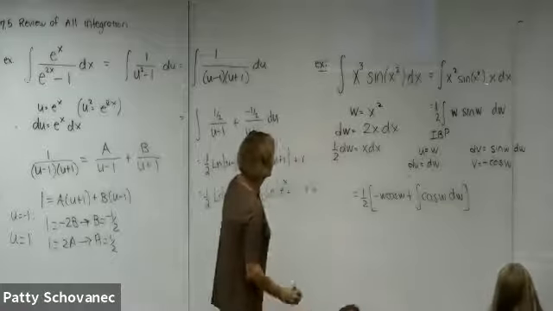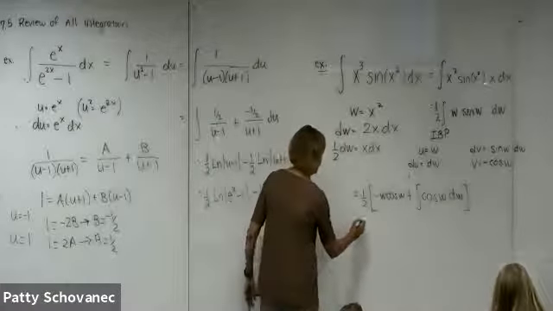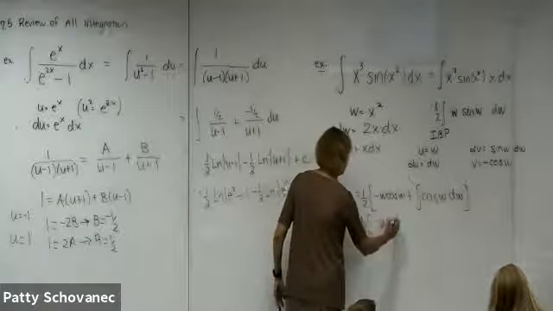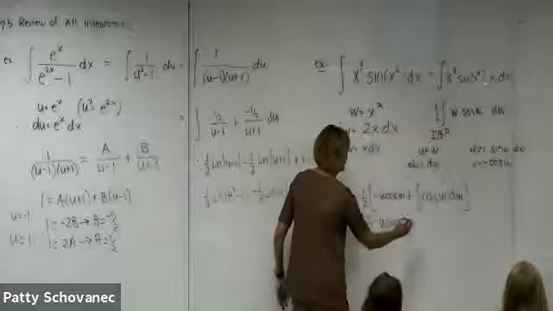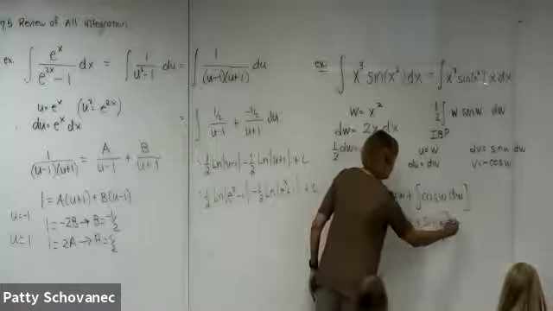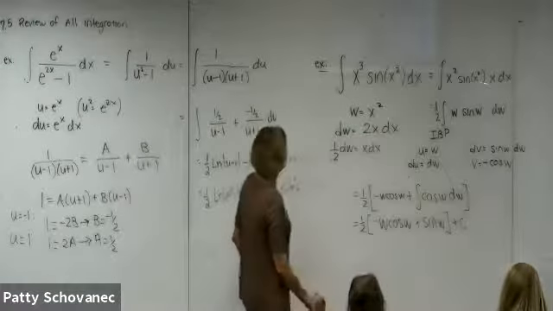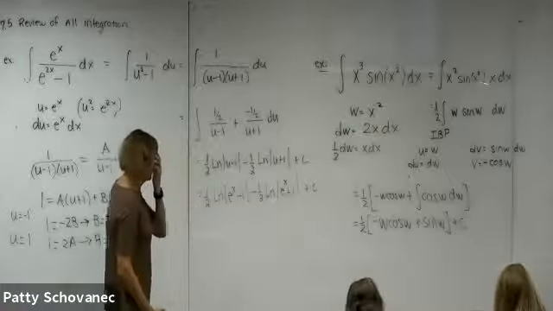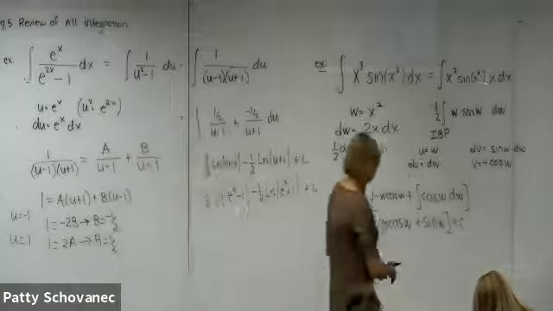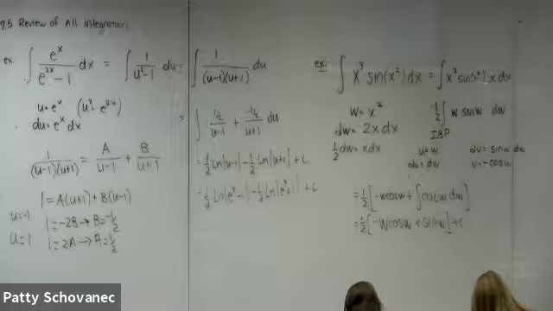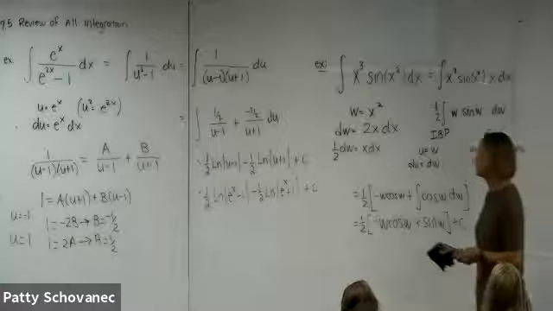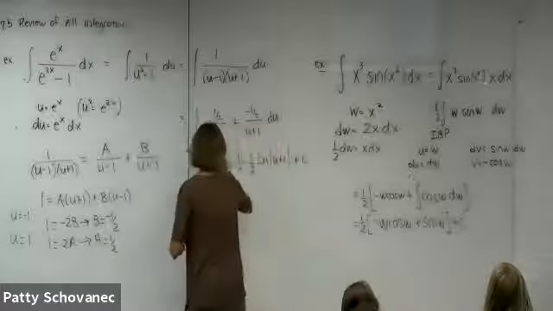And we can do that. The integral of cosine is a sine. So we have 1/2 times the quantity minus W cosine of W plus the sine of W. And then let's finally replace each W with x squared. So our final answer is 1/2 times the quantity minus x squared cosine of x squared plus the sine of x squared.